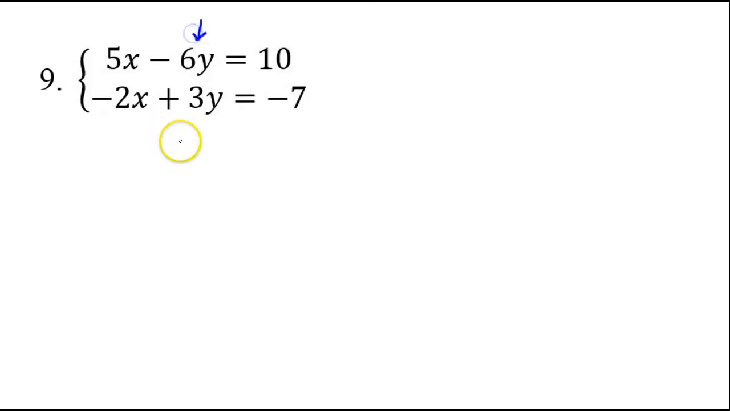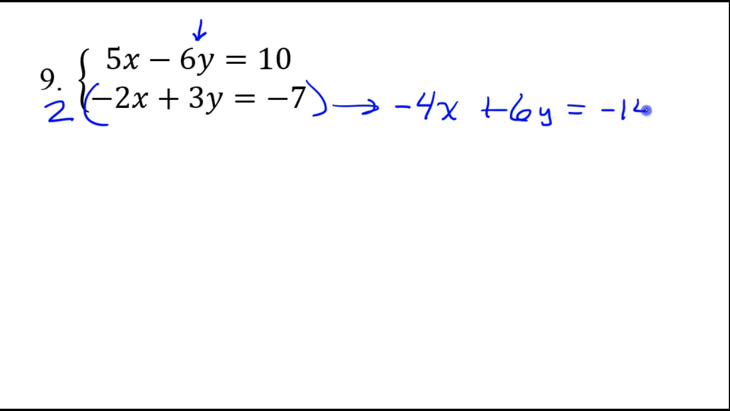Let's make these into opposites that cancel. So look at the smaller number. I've got this 3. I want it to be 6, so it will be opposites. Imagine I were to multiply by 2. 2 times 3 is 6. I would have opposites that cancel. Please remember to multiply all 3 terms by 2, including the -7, which often gets left out and forgotten. So this will give me -4x plus 6y is equal to -14.